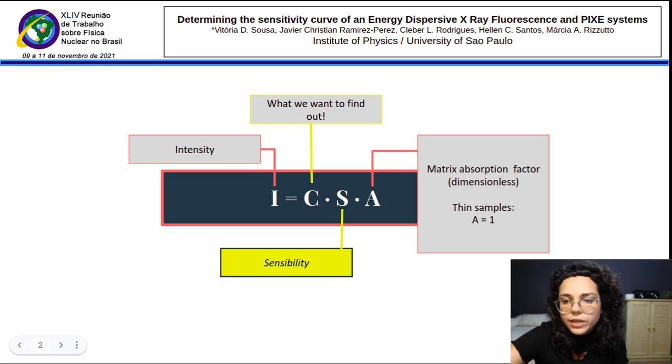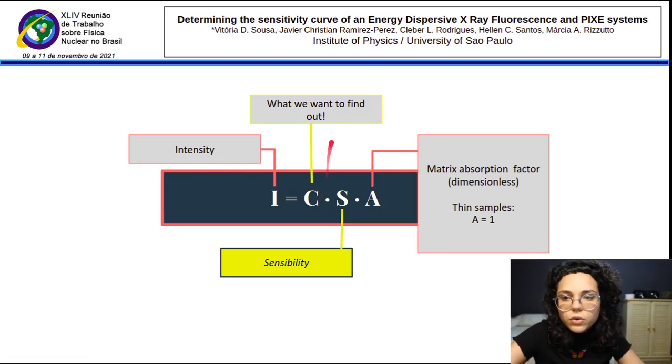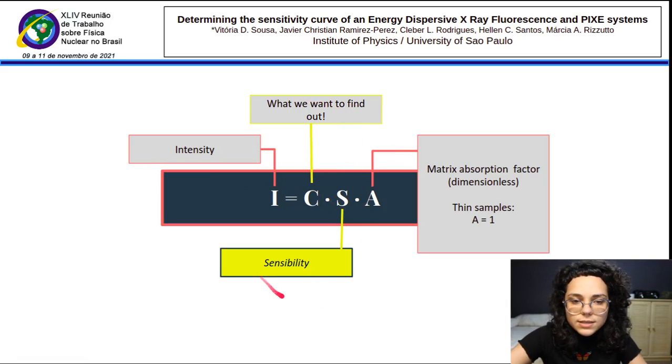Here we have the relation between intensity and sensibility. Intensity is equal to the concentration, what we want to find out, times the sensibility, times something called the matrix absorption factor, a parameter that has no dimension and is equal to 1 for thin samples.